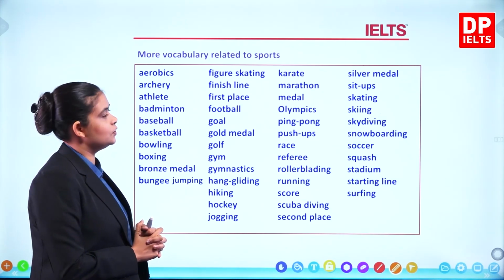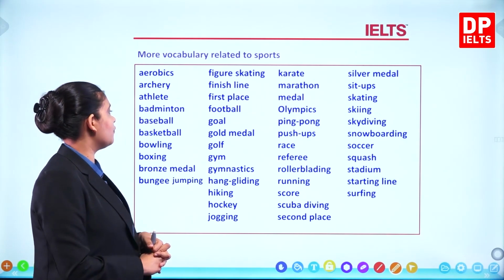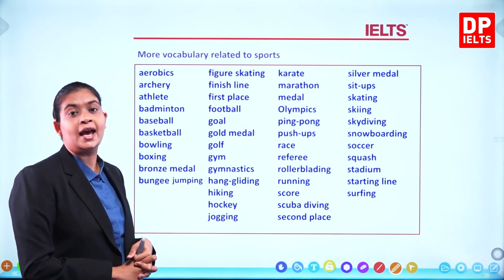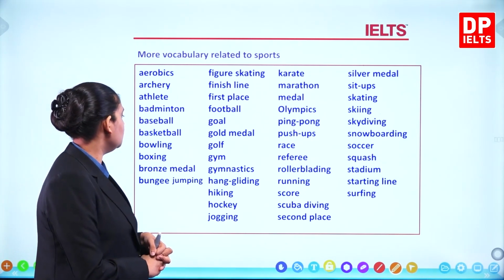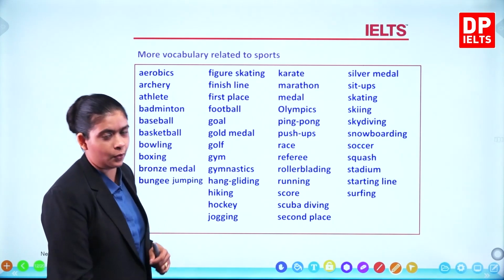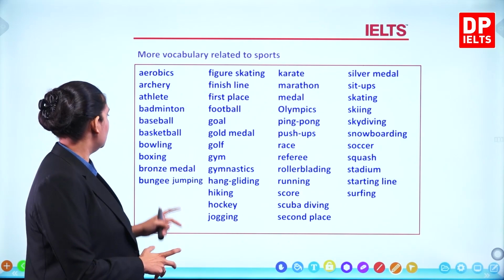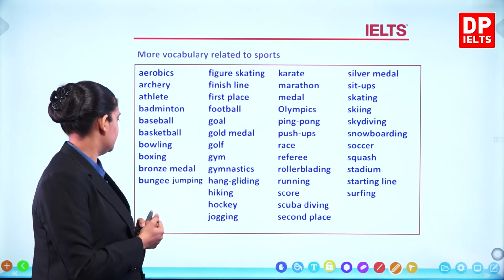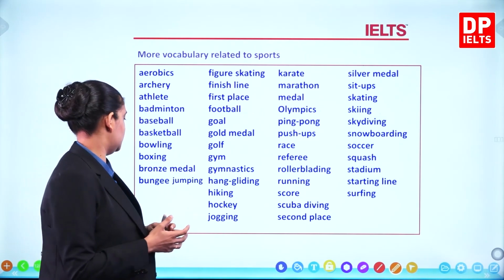Athlete is a person who takes part in athletic events. We have badminton, we have baseball, we have basketball. Then we have bowling, where you just take the ball and okay, so we have a bowling. You have bowling centers in Sri Lanka. Then we have boxing. Bronze medal is when you get like third place usually.